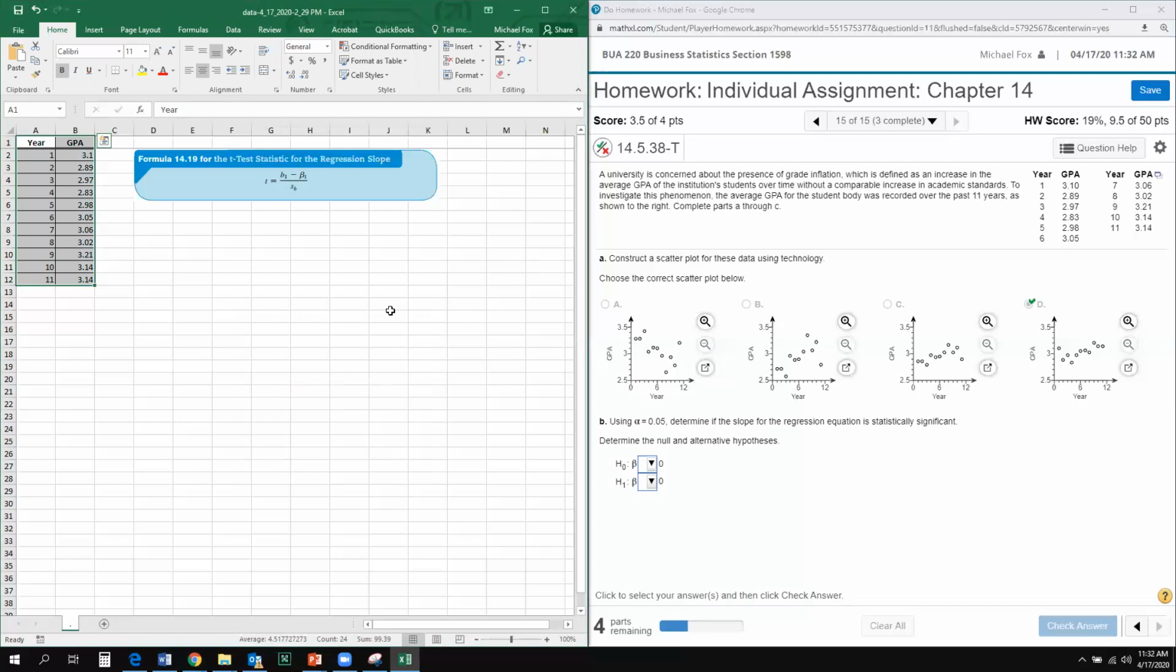Second, it says using an alpha of 0.05, determine if the slope for the regression equation is statistically significant. So statistically significant means is it equal to or not equal to 0, right? So we're going to say our null hypothesis is that it is equal to 0, and our alternative hypothesis is that it is not equal to 0.